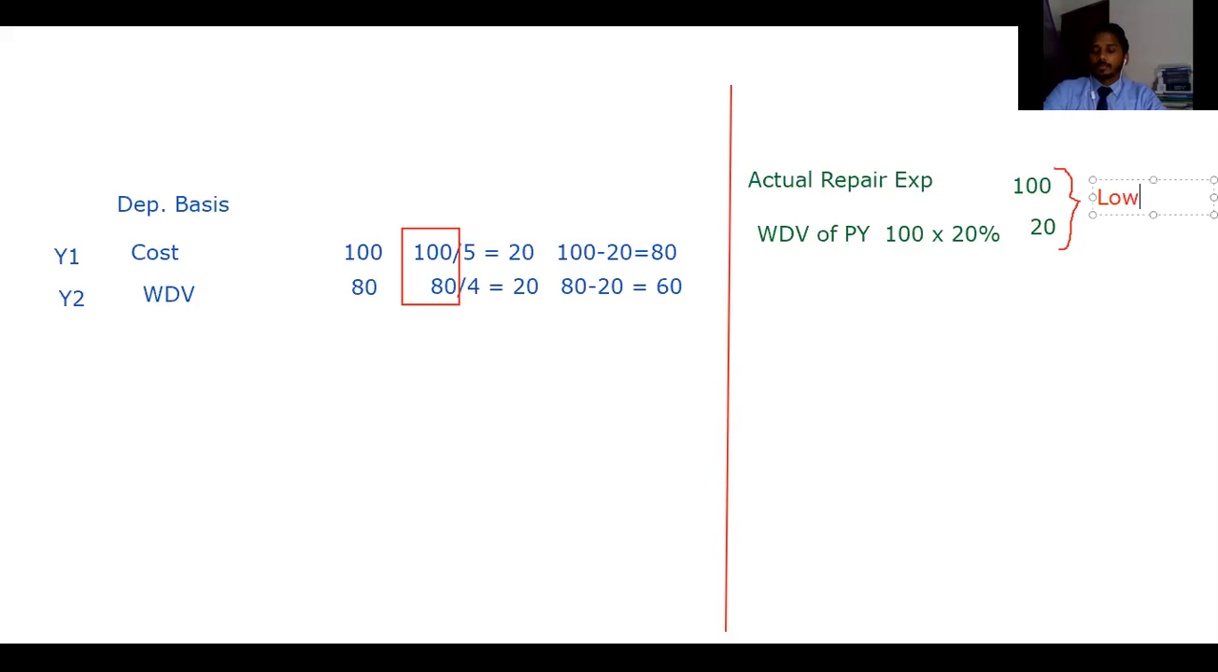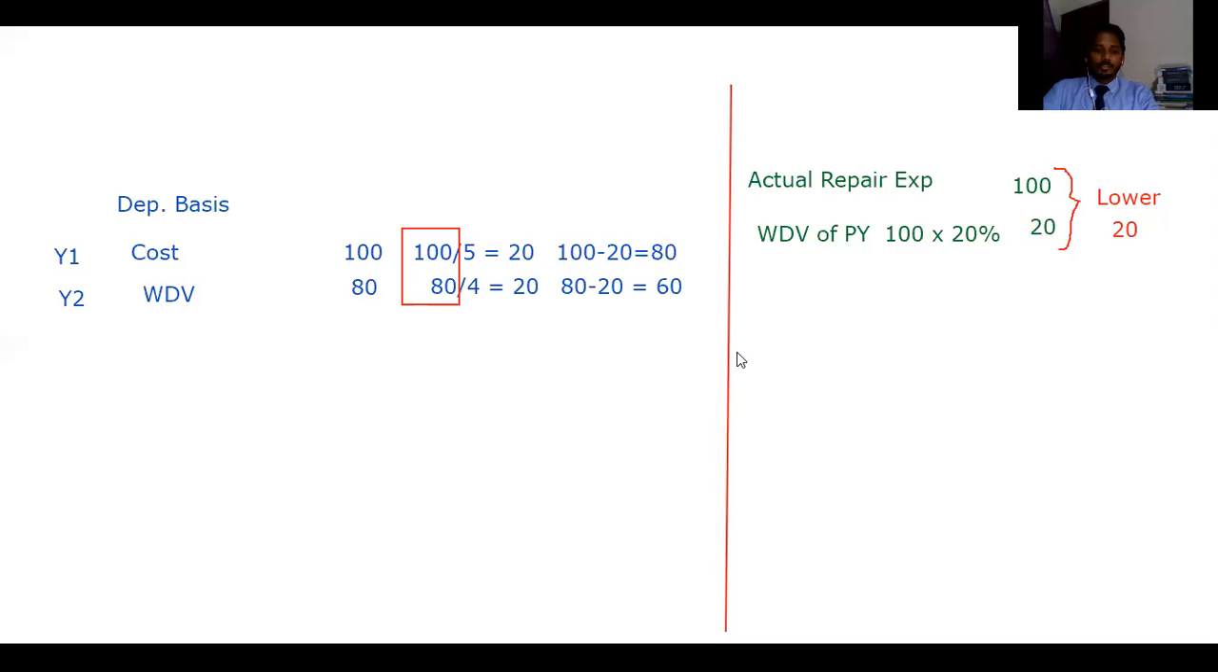As repair expenses, the lower amount, how much is the lower amount? 20. Then this one can be claimed as expenses. Then the difference between the actual and the 20% of the WDV, that is the actual and the allowable amount, as per the section, is the excess deduction. We need to add it to the depreciation basis.